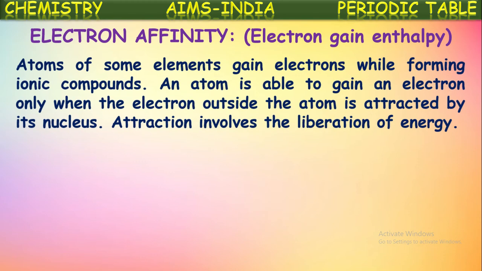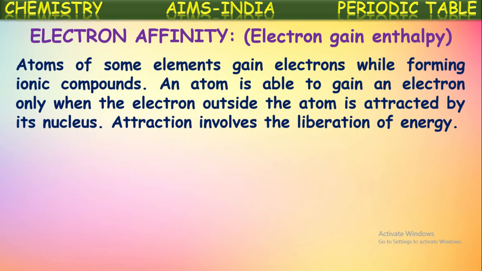Atoms of some elements gain electrons while forming ionic compounds, isn't it? Ionic compounds means the compounds formed by the transfer of electrons between the atoms or elements. So in this ionic bond formation, some elements gain electrons. An atom is able to gain an electron only when the electron outside the atom is attracted by the nucleus of it. Yes, if the nucleus of that atom attracts the electron from the outside, then only it can accept that electron and hence it becomes a negative ion.